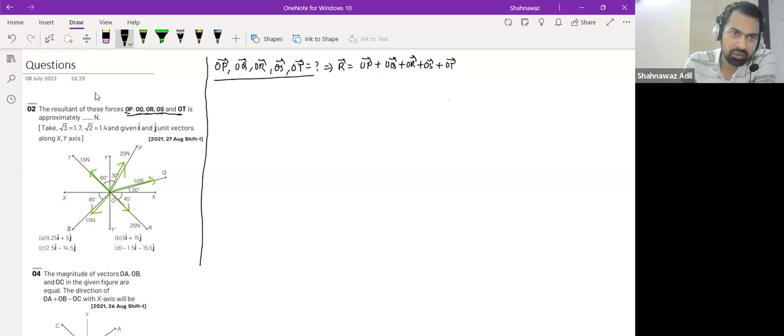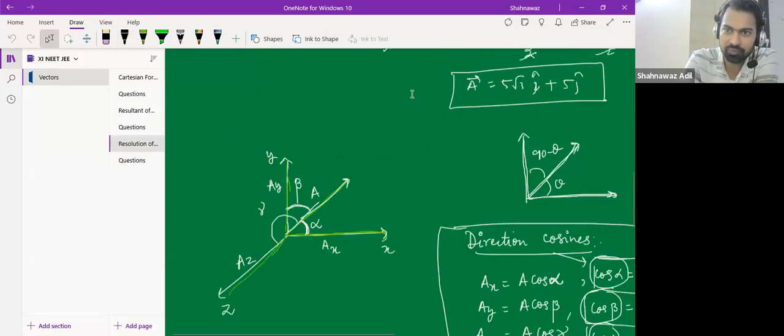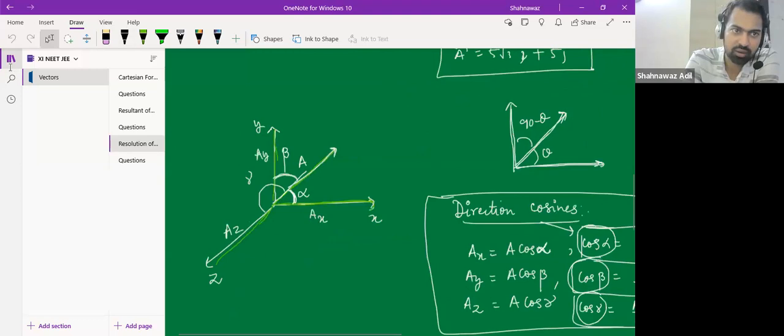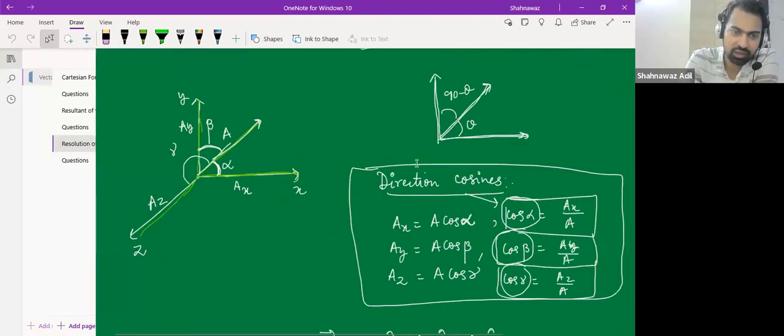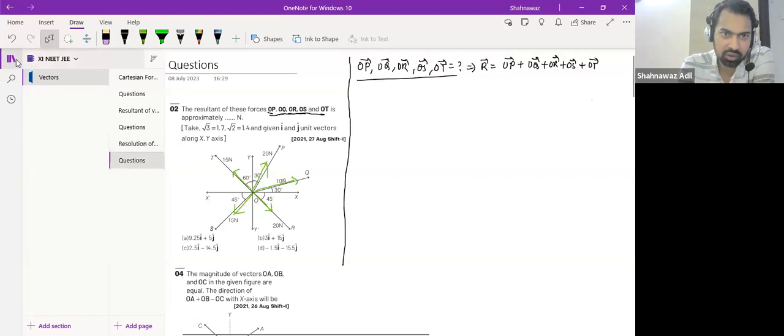Oh, but I forgot. Did you note down this part? Do you want to note down the direction cosine part? Or have you done it already? Oh, good. Okay, so now let us focus.